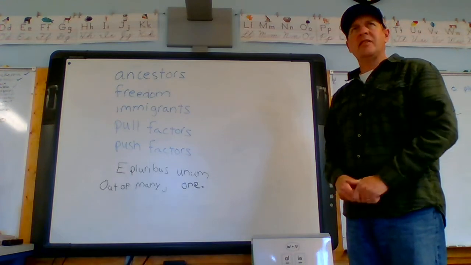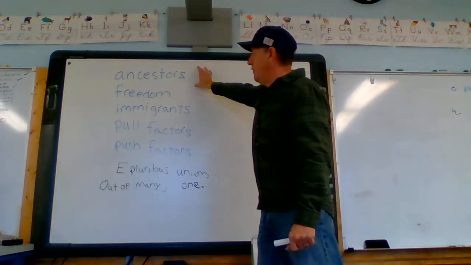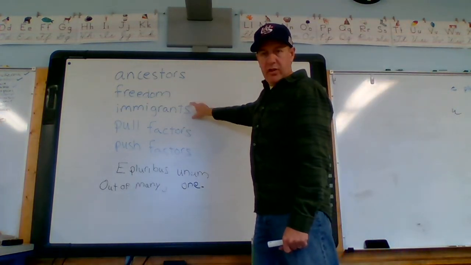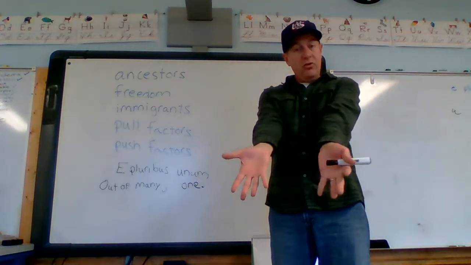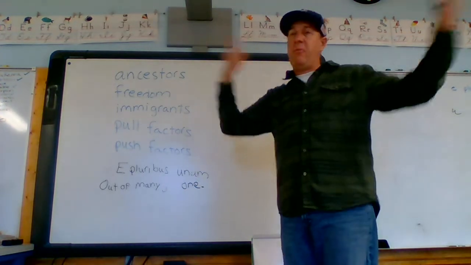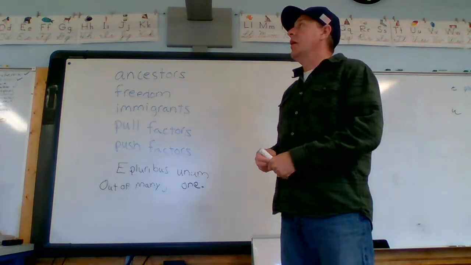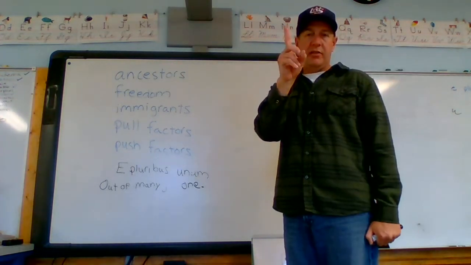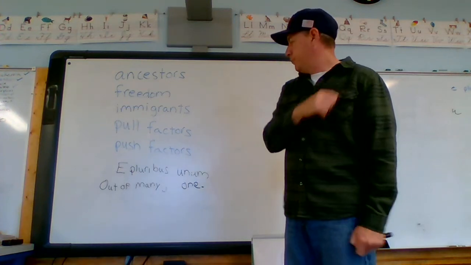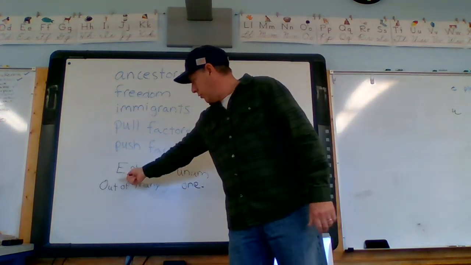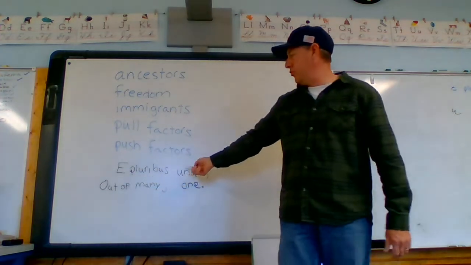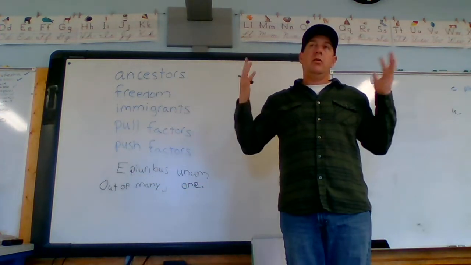So that kind of means that we're a country of people who are immigrants. Our ancestors were immigrants, came to the United States of America. There are many people from many different countries, many different cultures and beliefs, and we all became one United States of America. So that is our slogan, our motto, E pluribus unum, out of many, one.